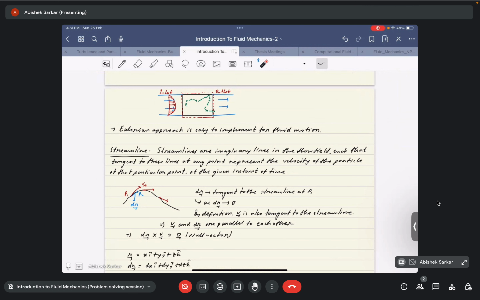Okay, so the first one is a streamline, and for the sake of saving time, I would not dive deep into each and every definition, example, and such things for this current problem solving session.